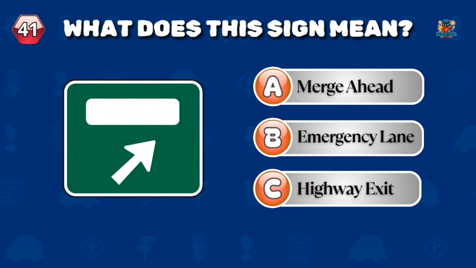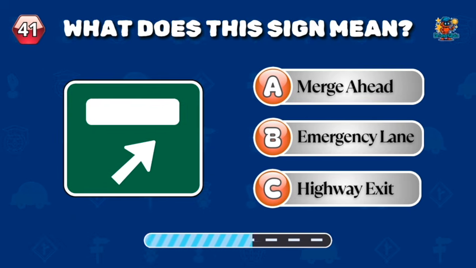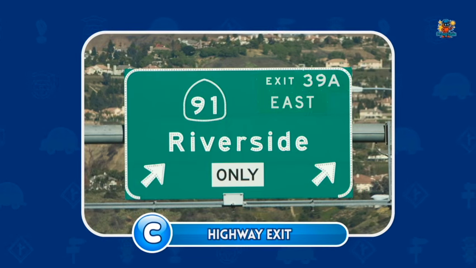Question 41. A. Merge ahead. B. Emergency lane. C. Highway exit. C. Highway exit. The green sign indicates an exit ramp from the highway.